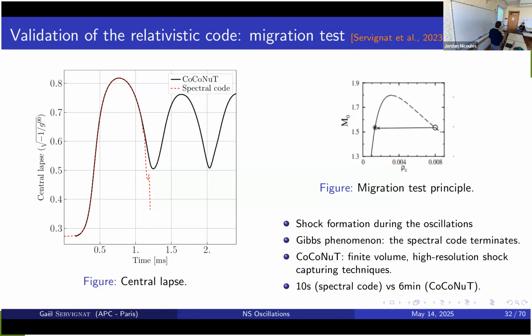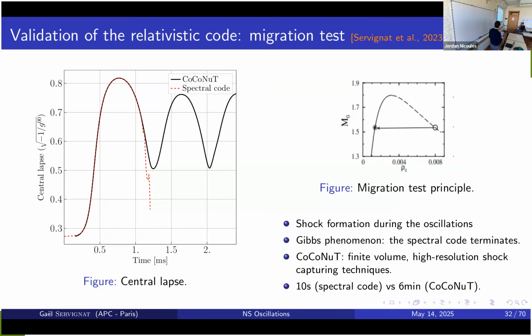However, it will crash around 1 millisecond. What I say is I still believe in the beginning of the simulation. I have to shift the curves to match them. The black curve has been produced with the CoCoNuT code, which passes this migration test brilliantly. But what actually happens is that when this crashes, there is a shock. And you remember primitive variables, spectral methods, no shock. So this crashes because of the shock. I still trust what happens before.